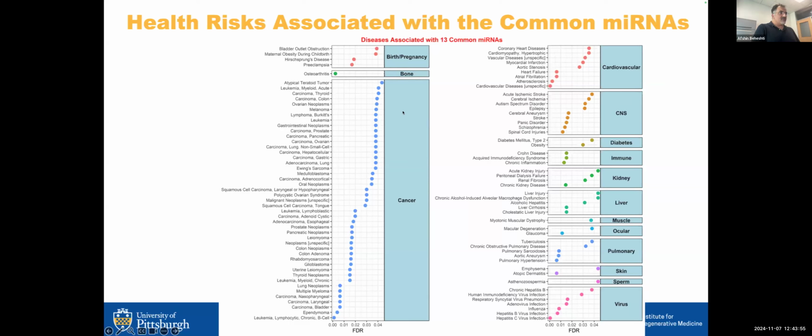I'll show you the next plot. You can see, on top of here, these microRNAs are indeed associated with birth and pregnancy issues, which is good to see. That means that we might be onto the right microRNAs.